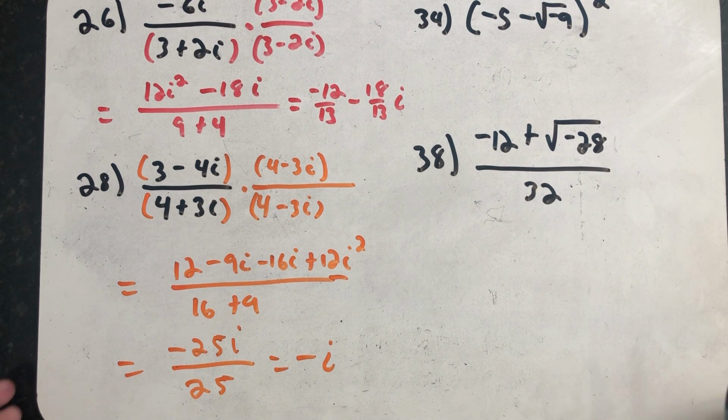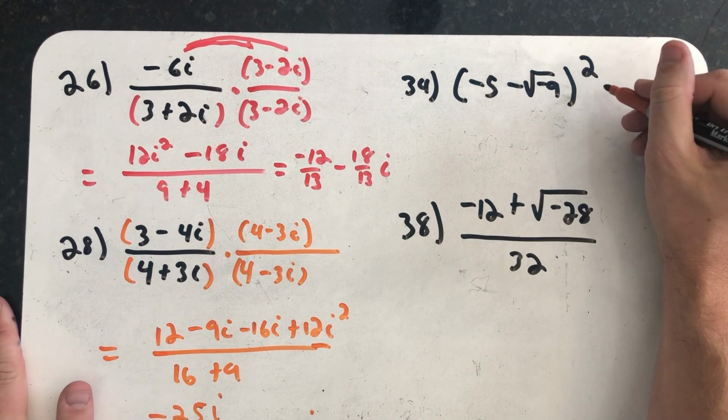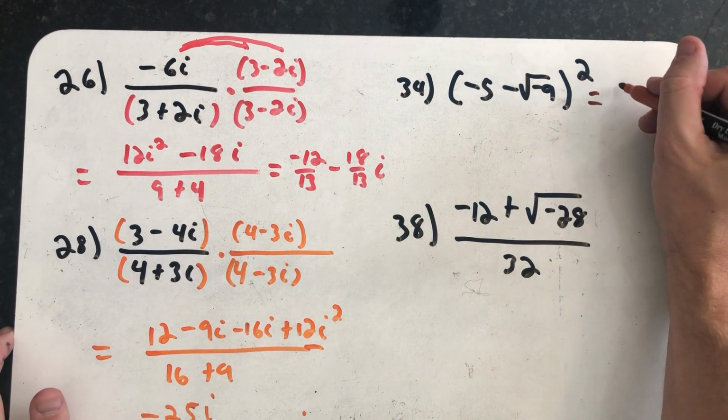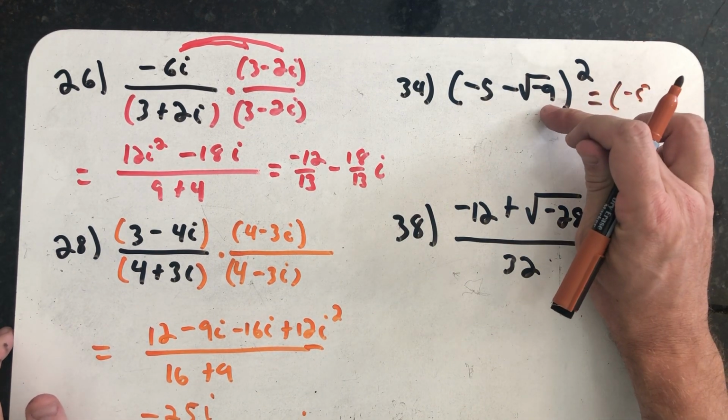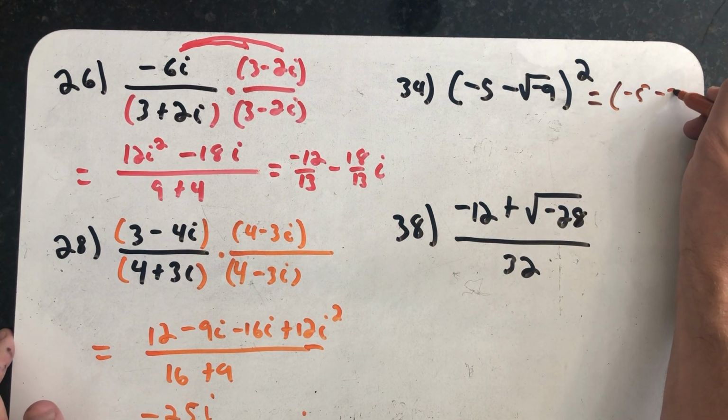Alright, so now I have to deal with some negatives under a radical. So in this one I think I'll start just by remembering that that means there's going to be an i involved. So that's i times the square root of 9, which is just 3i.